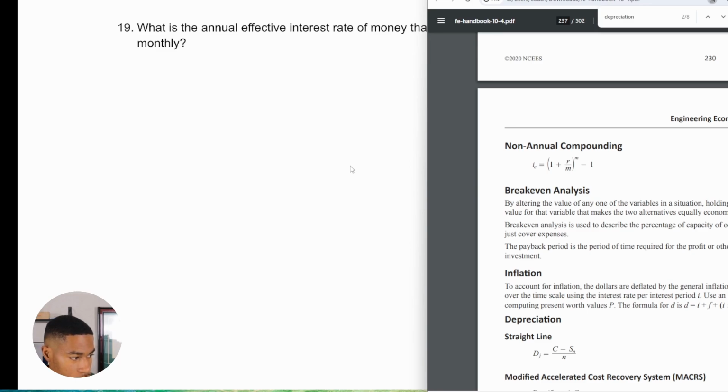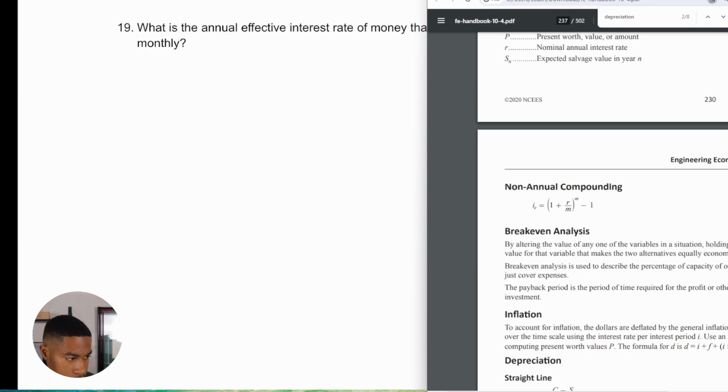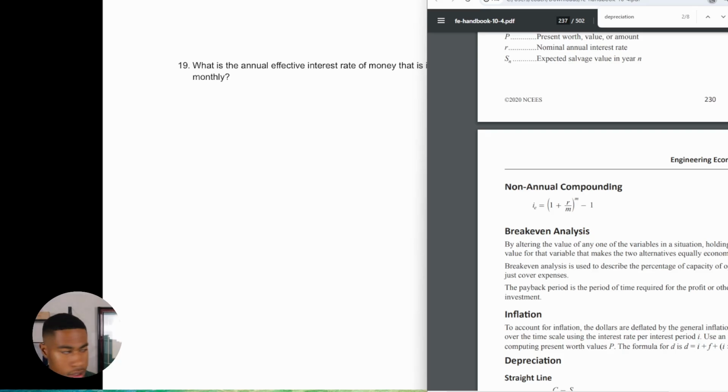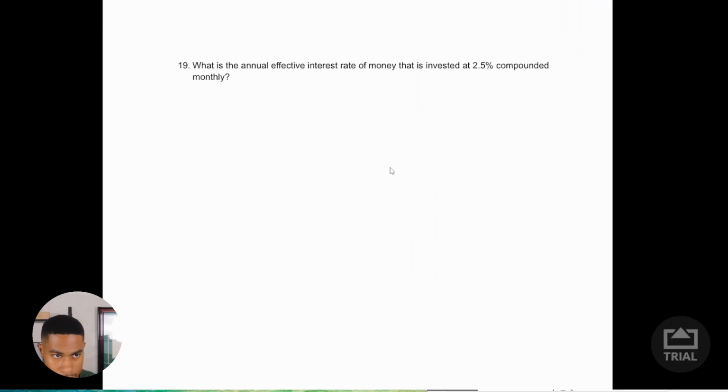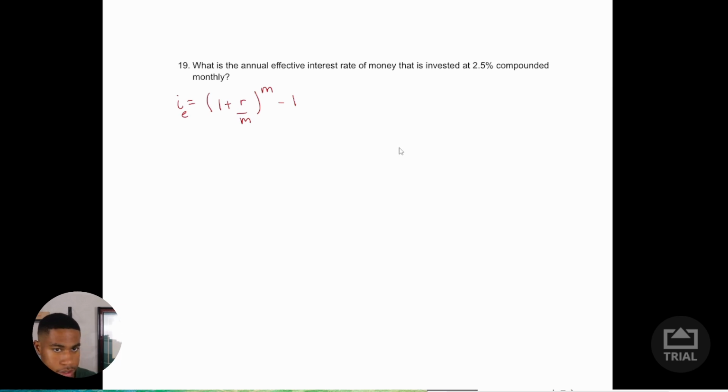I think i_e is annual effective interest rate. Okay. And so from there, we know that we're looking for 2.5%, and it's compounded monthly. We're trying to find the annual effective interest rate of money that is invested at 2.5% compounded monthly. So I'll just write this out for us. i_e is equal to (1 plus r over m) to the m, minus 1. So that's our equation for this.